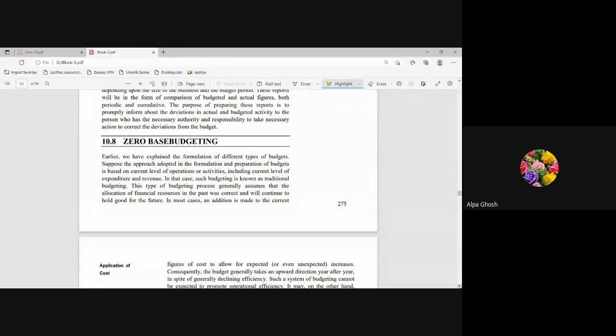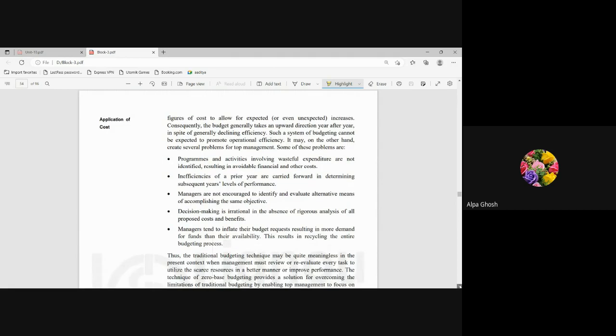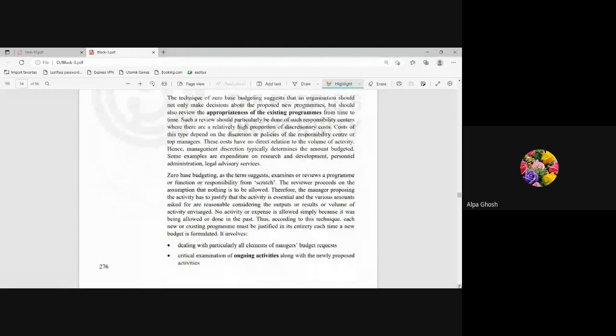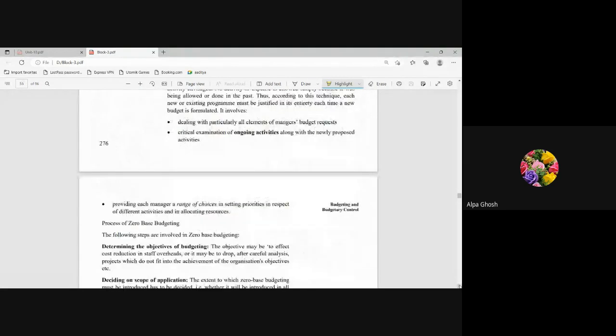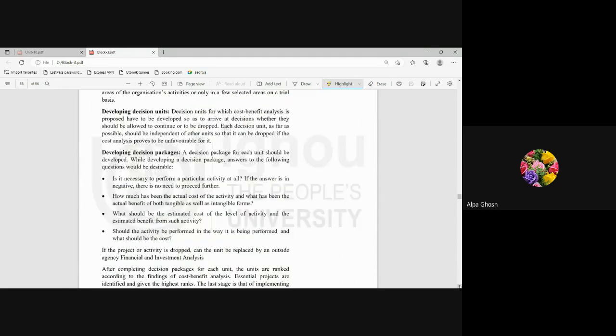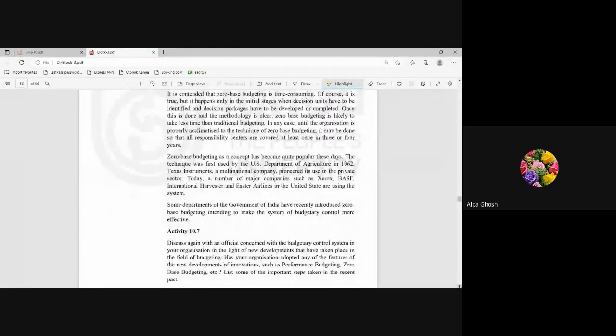So what is zero budgeting? This process generally assumes that the allocation of financial resources in the past was correct and will continue to hold good for the future. Whatever was previous, it is going to be the future. So we do not make any future plans. We take the previous only. There is nothing which is known as anticipation.